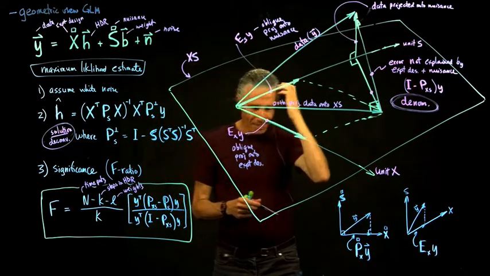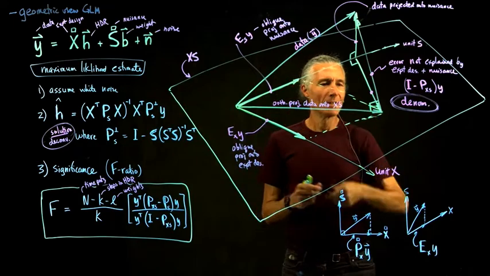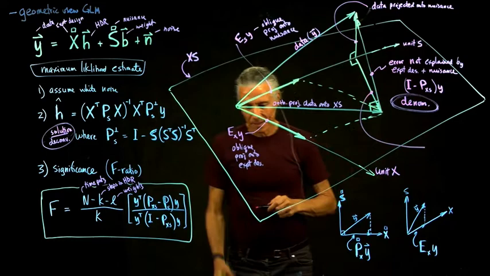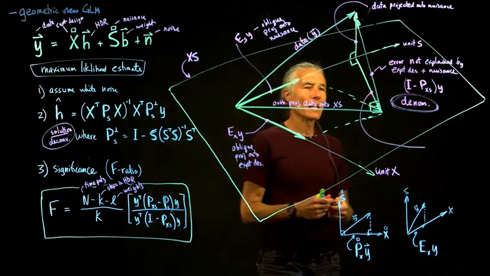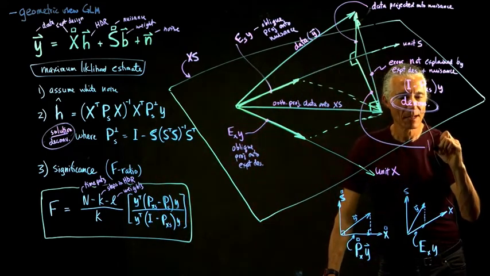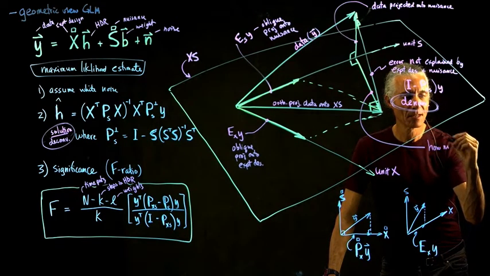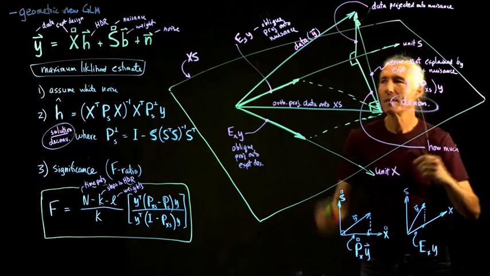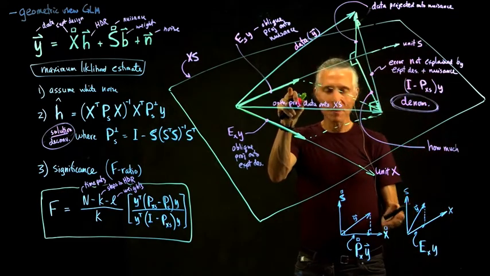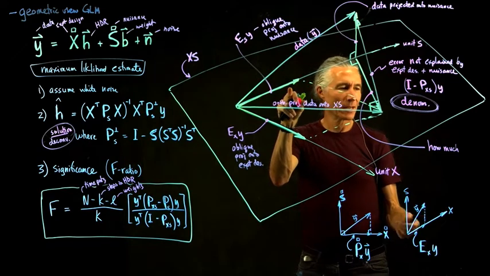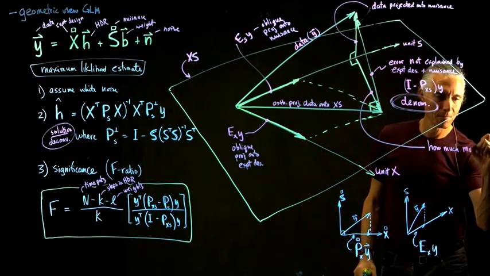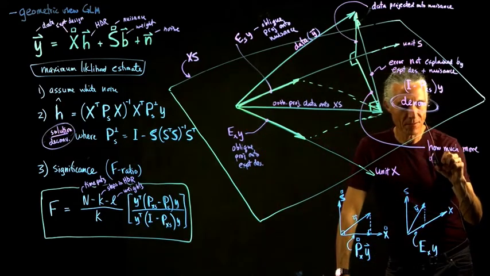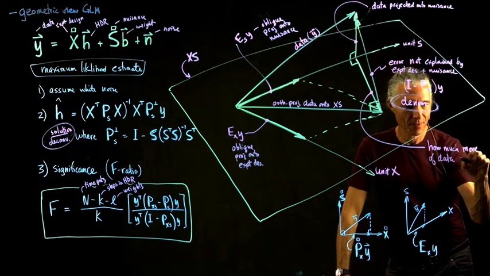And then finally the last one, the numerator. So the numerator here is something that's perpendicular to the nuisance function, so that we effectively do this oblique projection. So how much more of the data can we explain?